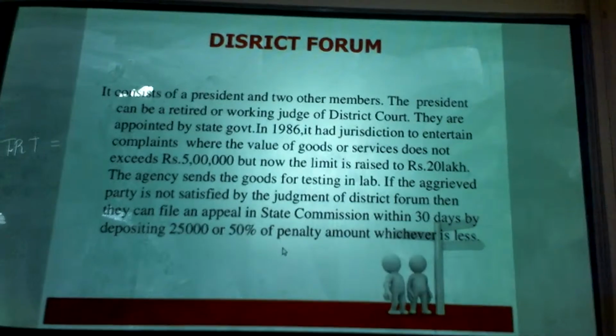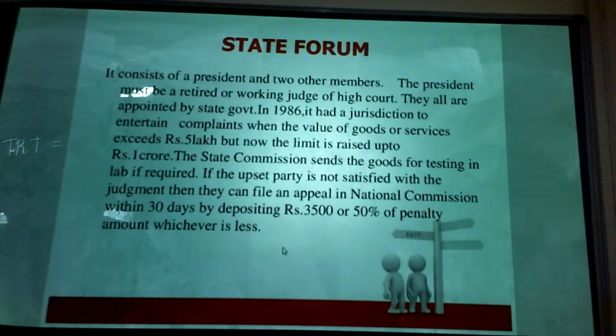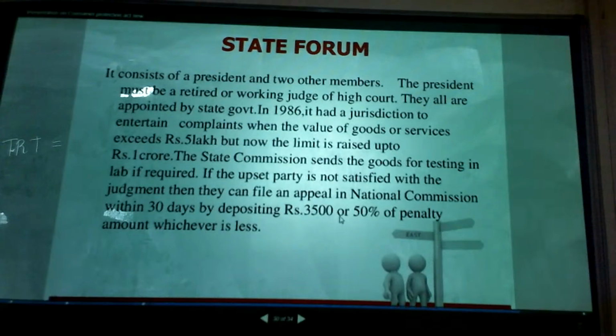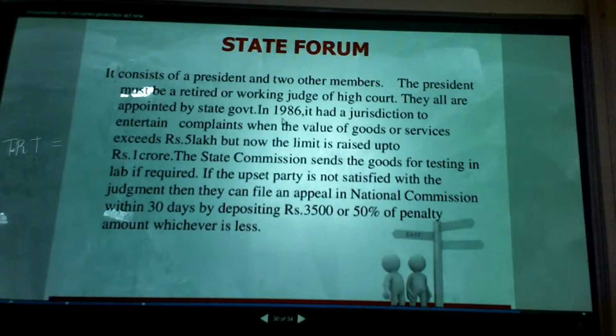This district court chief justice has to be controlled by the district court. So that is one. Next, we'll go for the state forum. The state forum is also completely controlled by the state government itself. Majorly they have two other members. Our president must be a retired working judge of the High Court. But in the district forum, you have a district judge, a district sessions court judge.